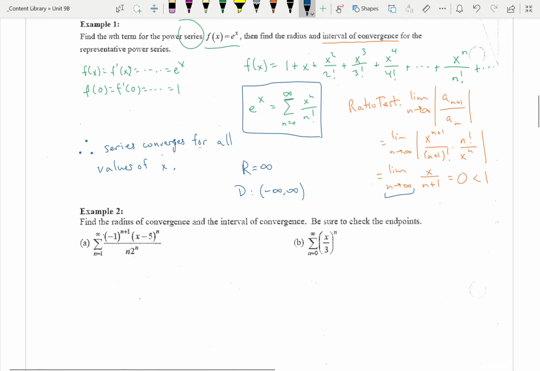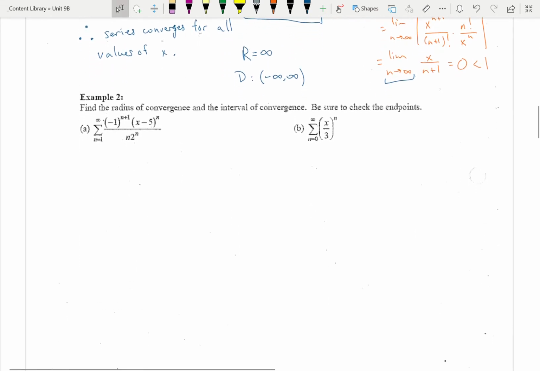All right, a few more examples here. This time we're given the series. We don't have to figure out what the series is. We also don't necessarily know what this series converges to, but we aren't asked to find that. We're asked to find the radius of convergence. So this is just the ratio test. The ratio test, once again, is that we take the limit as n approaches infinity of the ratio a sub n plus 1 divided by a sub n.